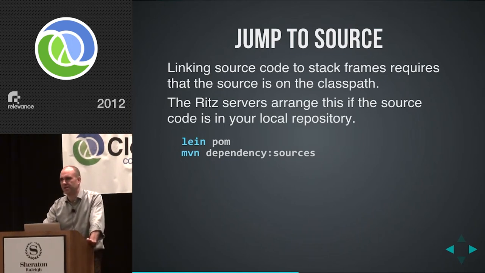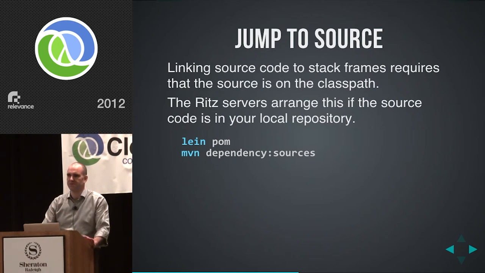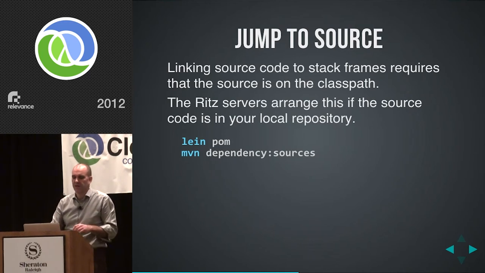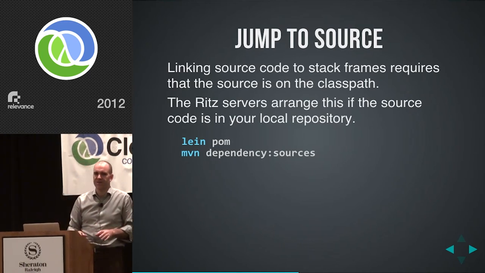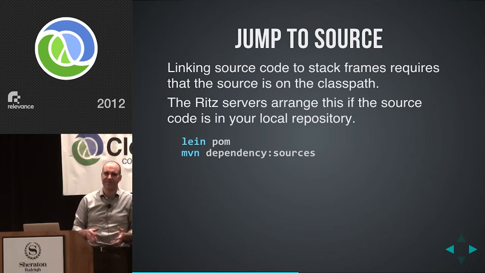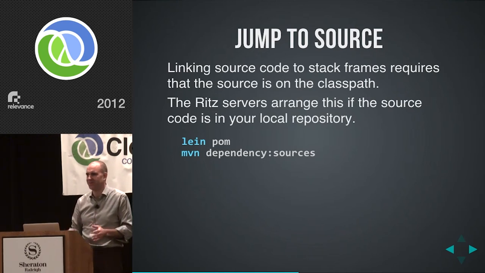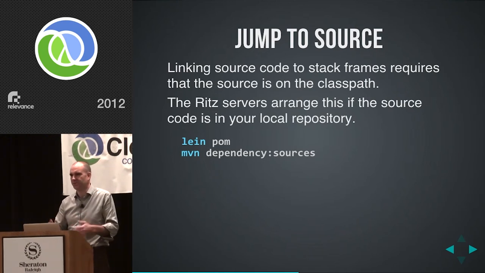So lein pom will give you a Maven pom file, and mvn dependency:sources will go and download all the source jars for the dependencies you're using in your project and put them into your local repository. And once they're in your local repository, every time you run a Ritz lein session, it automatically adds them to the class path. So it's just a one-off operation you have to do.